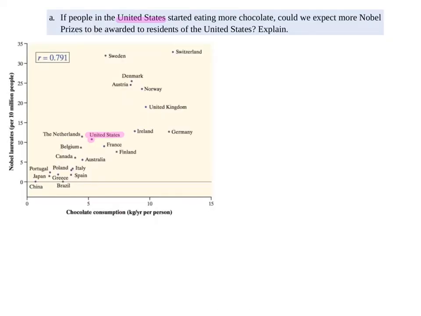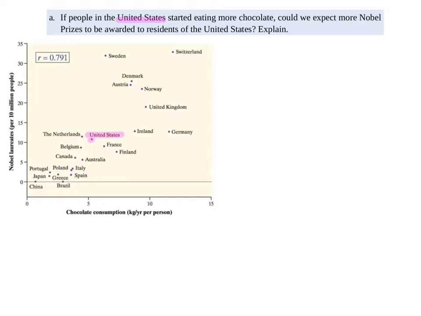So let's take a look at this first question. If people in the United States started eating more chocolate, could we expect more Nobel Prizes to be awarded to the residents of the United States? Explain. So first things first, here's the United States. Here's our dot right here. So we've got chocolate consumption is a little more than 5 kilograms per year per person. And then over here, we've got maybe 12 Nobel laureates per 10 million people.